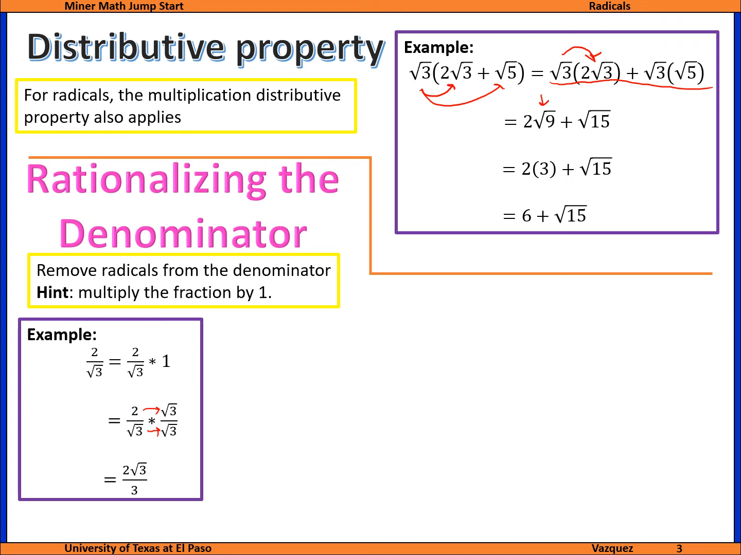So whatever you see as your denominator, you'll multiply by 1, by whatever it shows in the denominator, and it'll rationalize it. So this fraction here is the same as this one over here. All we did was rationalize.